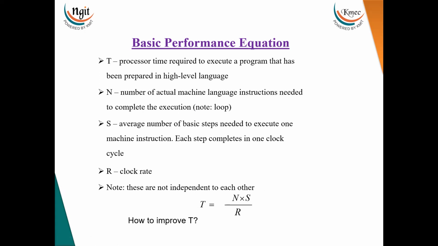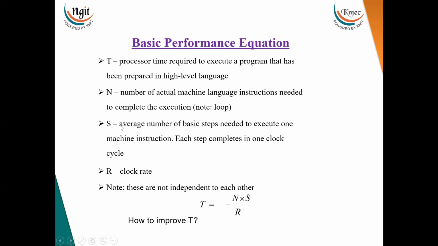So in the program, sometimes we may write a larger number of instructions, but we may not execute all of them. Why? Because if you use some conditional statement... And sometimes we write fewer instructions, but we execute more instructions if we write a loop. So that's why here N is not the written instructions, N is the executed instructions.